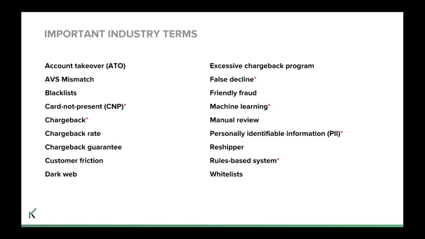So now that all of you, I think we've covered some of the important terms and we have that under our belt. Let's take a look at the 6 W's of e-commerce fraud.